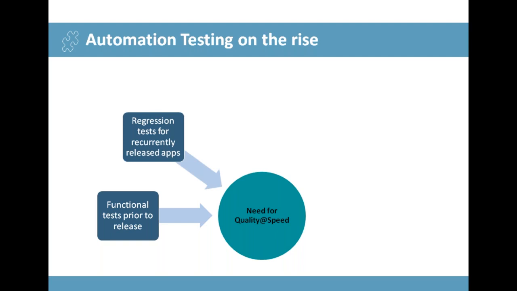Regression test for recurrently released applications. So large scale apps with frequent releases need to be regressed before every release to ensure that all the features remain intact with the recent code changes. So if that's the case, then of course automation is the only way to go ahead.